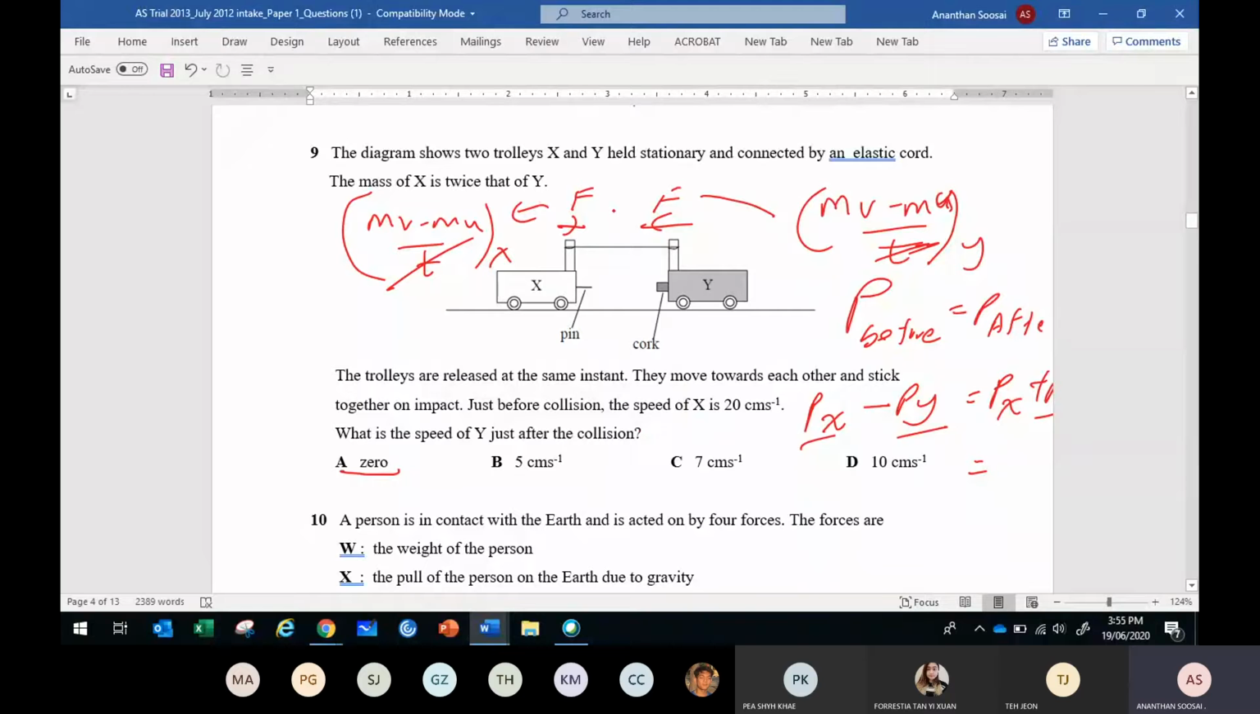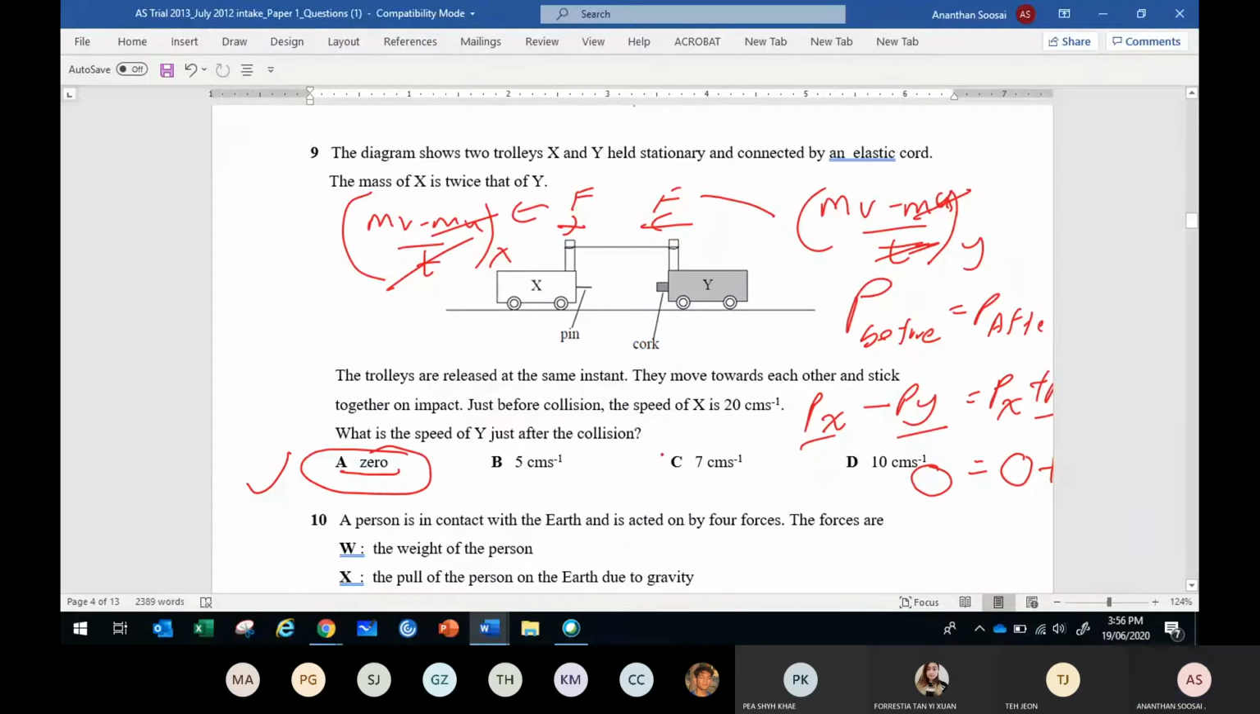Why is it going to be the same? Because both are accelerated by the same force, for the same time of travel. Both start with initial velocity 0, so mu is zero. So both will have the same momentum when they collide. So Px and Py are the same magnitude. So the total momentum before collision is 0. After collision, X becomes 0. So therefore Y also must stop moving, must be 0. So therefore, the answer should be A.